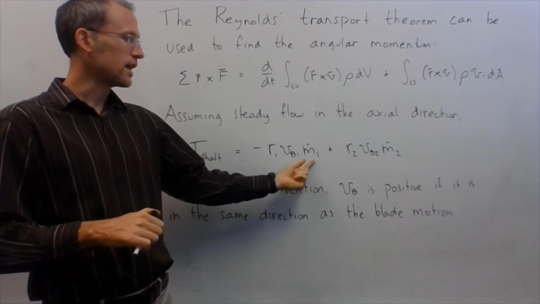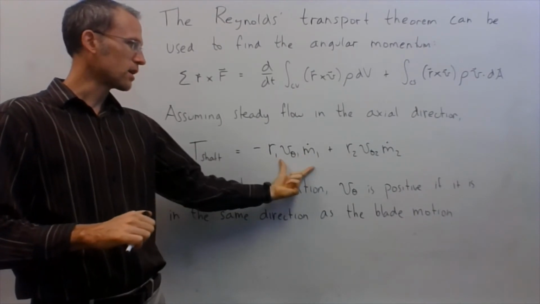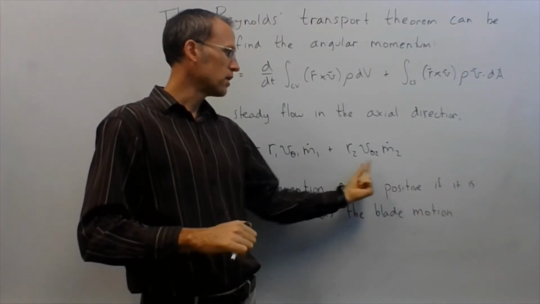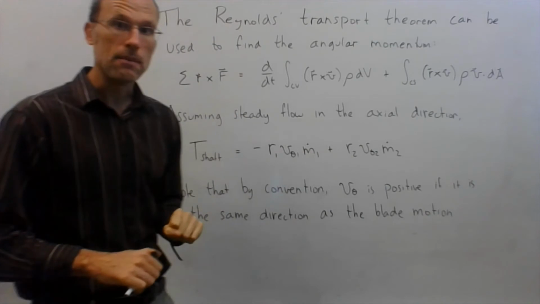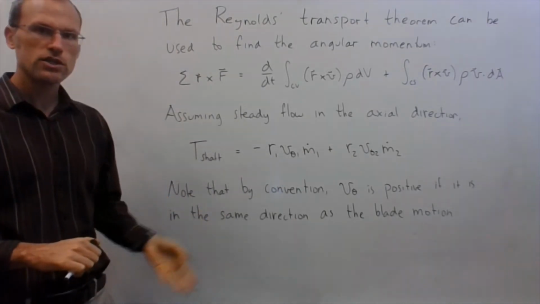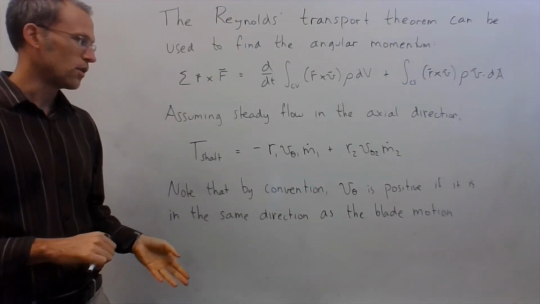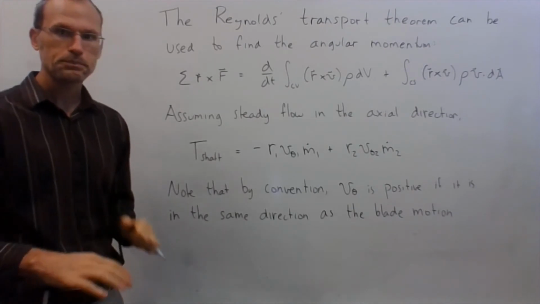And then rho V dotted with dA is just M dot. So I have that coming in. And then the same thing going out, R2 V theta 2, M dot 2. And by convention, V theta is positive if it's going in the same direction as the blades.